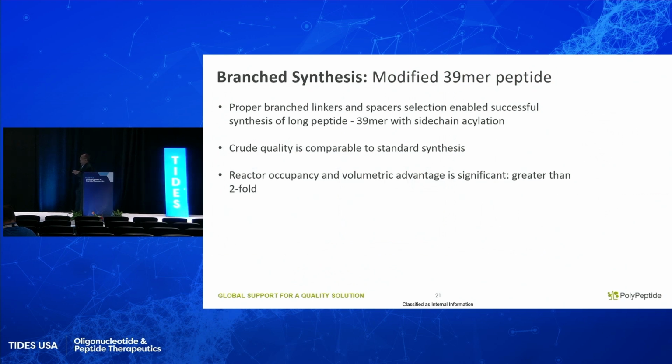So a 39-mer peptide with the proper selection of the spacers and branching agent, you could reach a 39-mer peptide with the side chain. And the crude quality is comparable to the normal synthesis. And the reactor occupancy is twice smaller, or you could say peptide output is twice greater than normal.